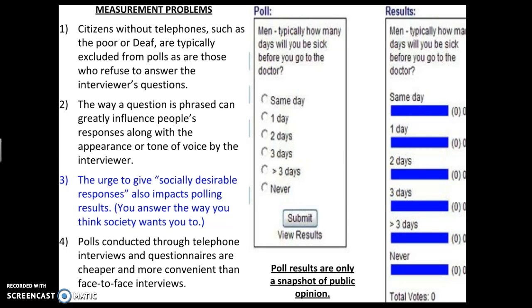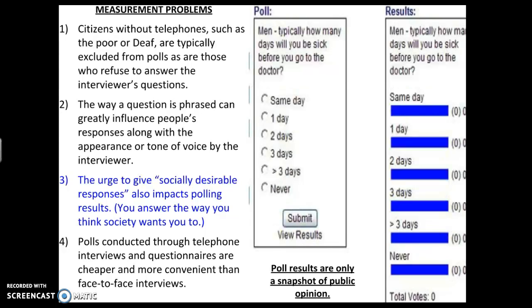Other things when you think about polls, there are measurement problems. Things like people without phones, right? They're never going to be part of the sample. The way a question is phrased can influence things. And sometimes the urge to give socially desirable responses also impacts polling results, which means basically people lie.